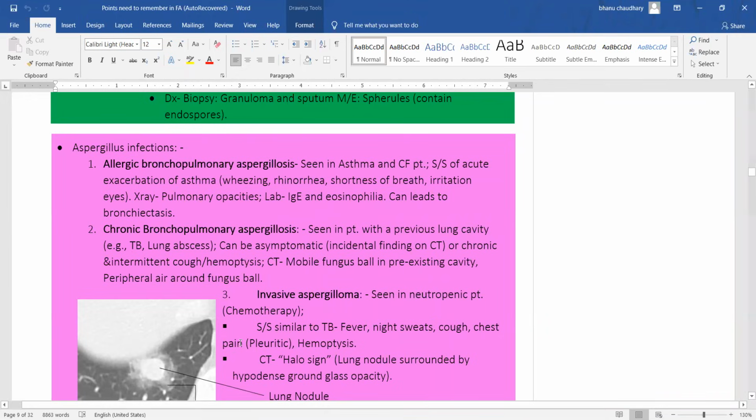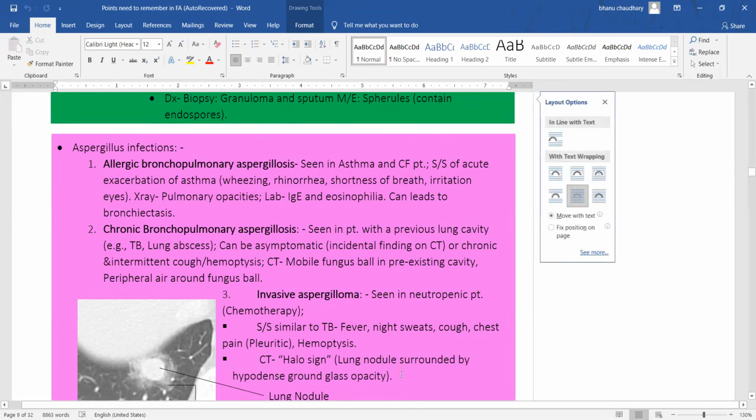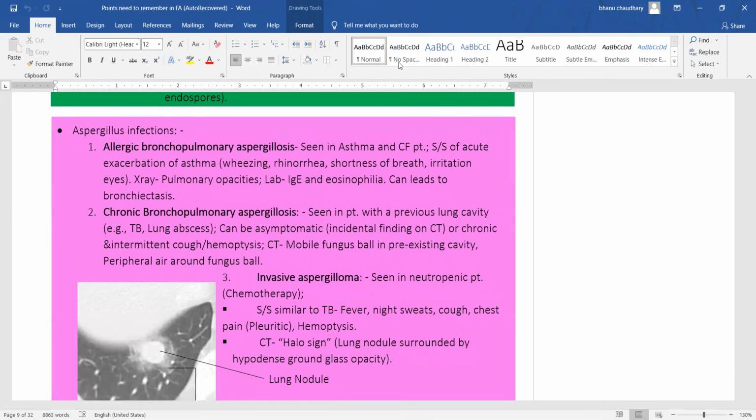Any doubt? No. Okay, so now the Cryptococcus neoformans. Let me share the screen again.